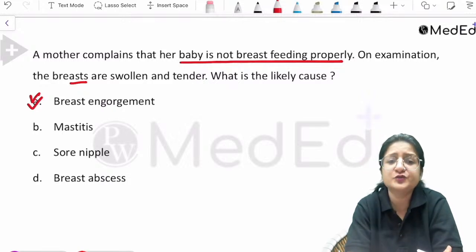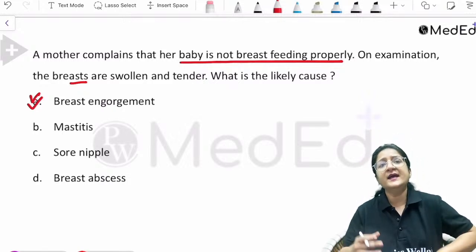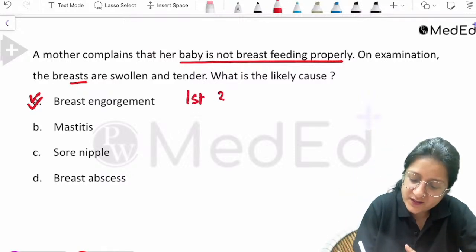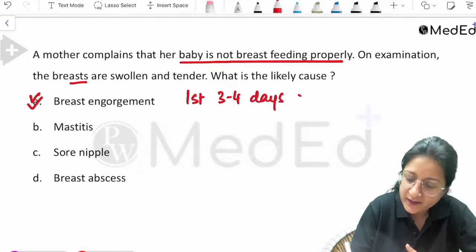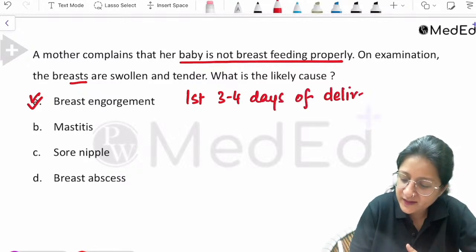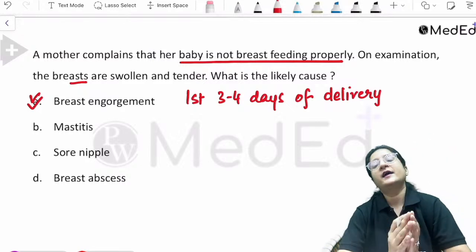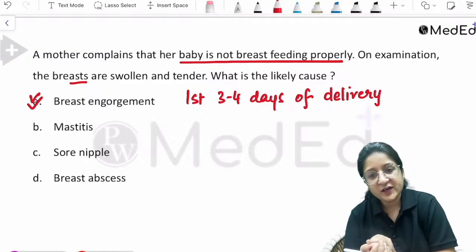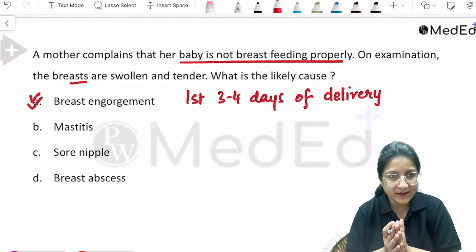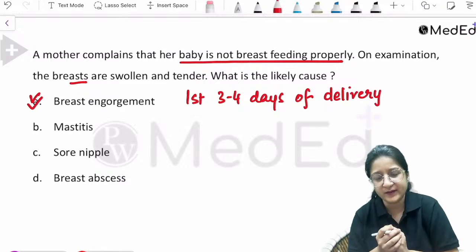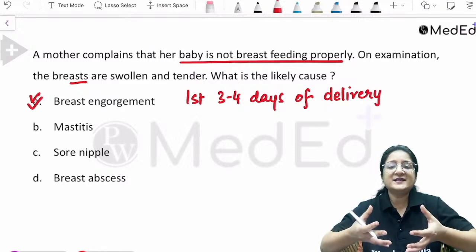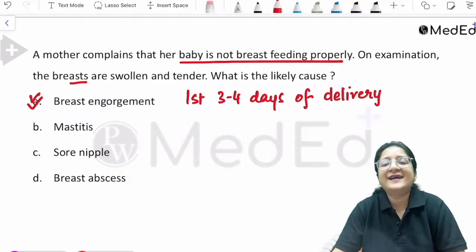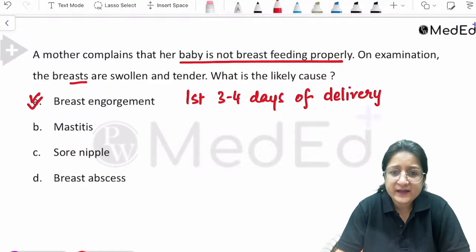So what is breast engorgement? Breast engorgement is a situation where the woman, and generally breast engorgement happens in the first 3 to 4 days of delivery, when the woman is still adjusting to feeding her baby. Okay, so what happens is that the woman is unable to feed properly, feeding techniques are not correct, right? So the baby is not feeding properly. Because of that reason, the breasts get filled with milk, they become engorged, they become swollen and tender. So that is what the woman complains of.